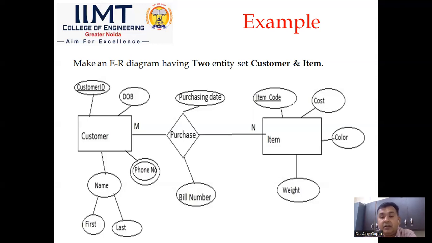Then in item, again we have taken four attributes. One is item code, which is the primary key of item. Another is cost, next is color, and next is weight. We have taken one relationship between customer and item, that is purchase, meaning customer purchases item. We read this diagram that way, and we have some attributes with the relationship set also: purchasing date and bill number. These are the attributes of the purchasing relationship.